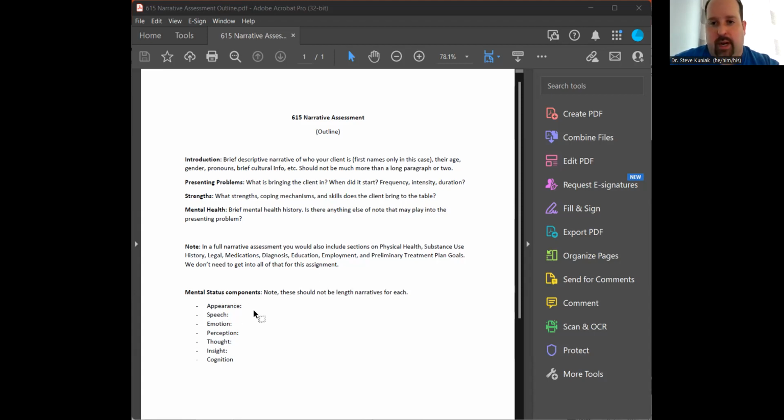These are the typical things you report for mental status components. These should not be long narratives. These should just be a sentence or two or three for each of these sections. It's just appearance. Client presents dressed appropriately for time, space, and season. Or client is not dressed for time, space, and season. In Western Pennsylvania, shorts and a hoodie is appropriate in winter. That's common enough, but you just give a few sentences to identify what you're observing with the client.